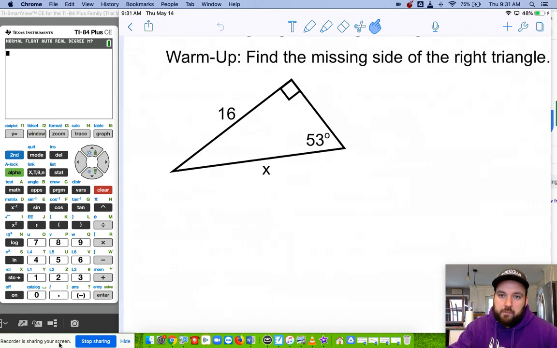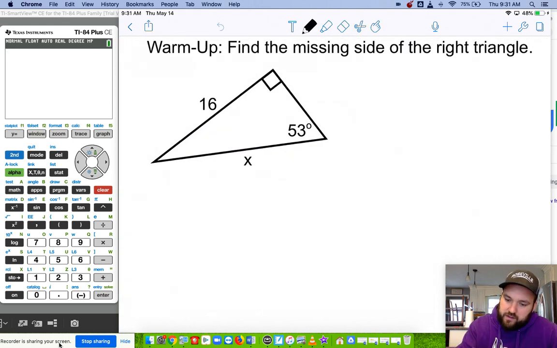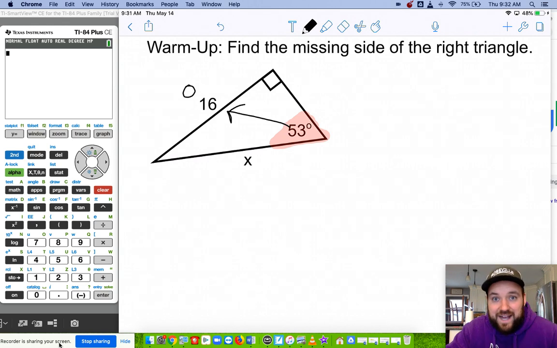So as a quick warm-up, let's find the missing side of this right triangle. Let's reacclimate ourselves with some of the vocabulary. First of all, we want to figure out, since I have this 53-degree angle right here in this lower corner, I know that 16 is what we call the opposite leg, and I am trying to find the hypotenuse. So in this problem, I don't care about the adjacent leg at all.